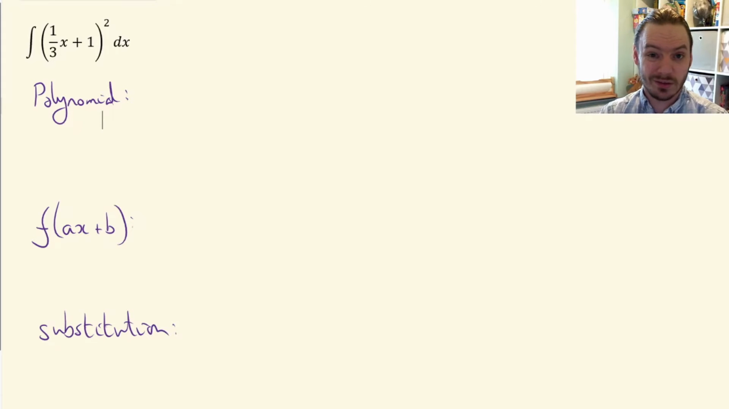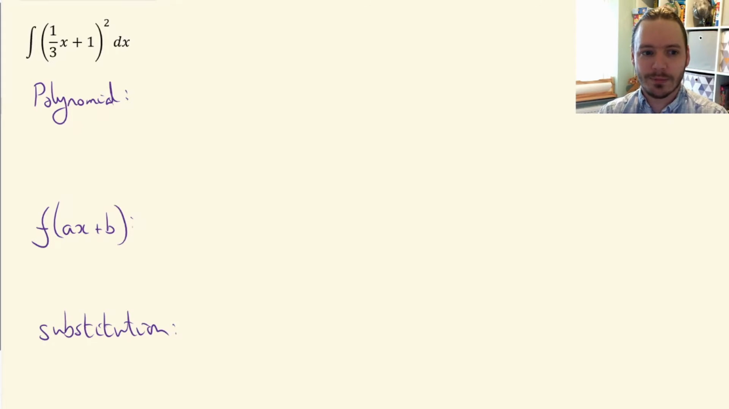So I'm going to take you through this fairly straightforward example first, and I'm picking on this one because actually we've got three different strategies that will allow us to integrate this. It's not a hard integral to do. 1/3 of x plus 1 all squared. And the three strategies I can use are, well, two of them we already met. One is that it's just a polynomial.